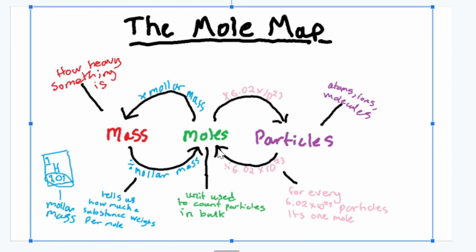Basically, to get from moles to particles, you need to multiply by Avogadro's number. And to get from particles to moles, you need to divide by Avogadro's number. Moles is the bridge between mass and particles. So if you want to get from mass to particles, you need to divide by molar mass and then multiply by Avogadro's number. And if you want to get from particles to mass, you divide by Avogadro's number and multiply by molar mass.